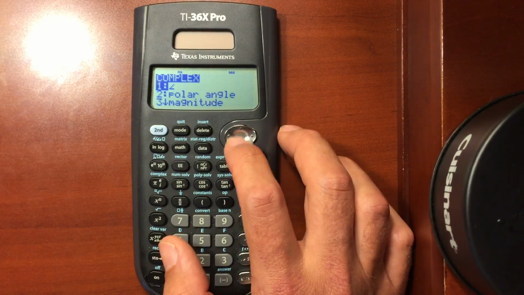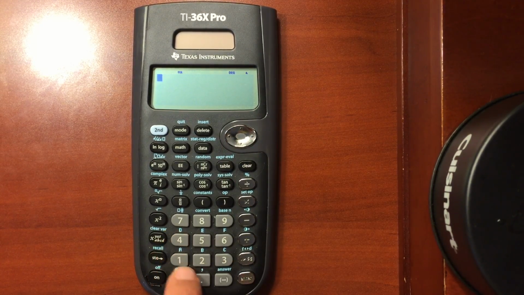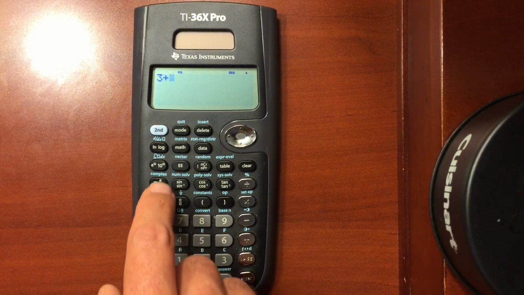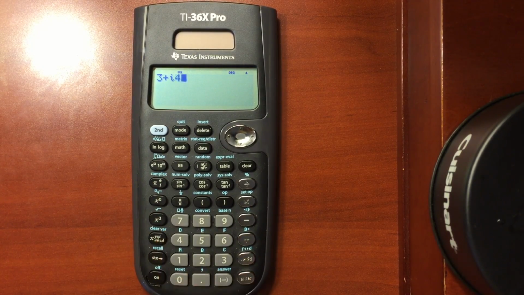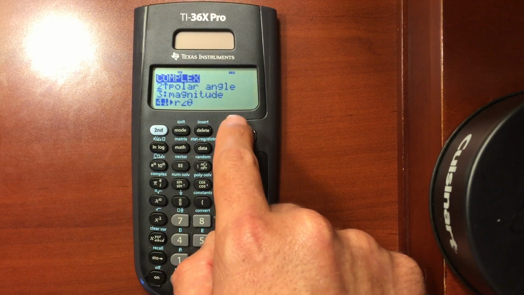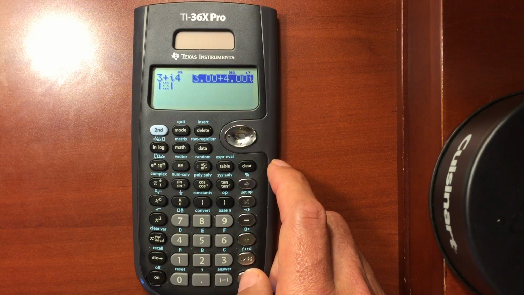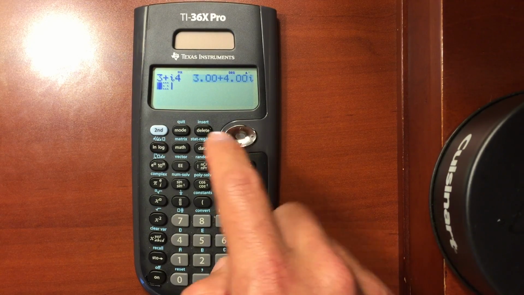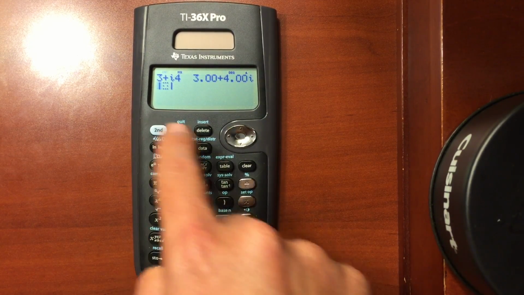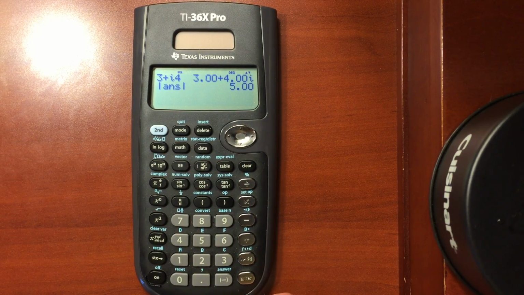Complex number menu. So again, if I have a complex number, well, let's just enter in, how about 3 plus i4. And I'm in rectangular mode right now, so it shows that. I can go to the complex menu, and I want to find the magnitude of that. Let me just do answer. Oops. Should be able to do answer, magnitude of that. That gives me 5.